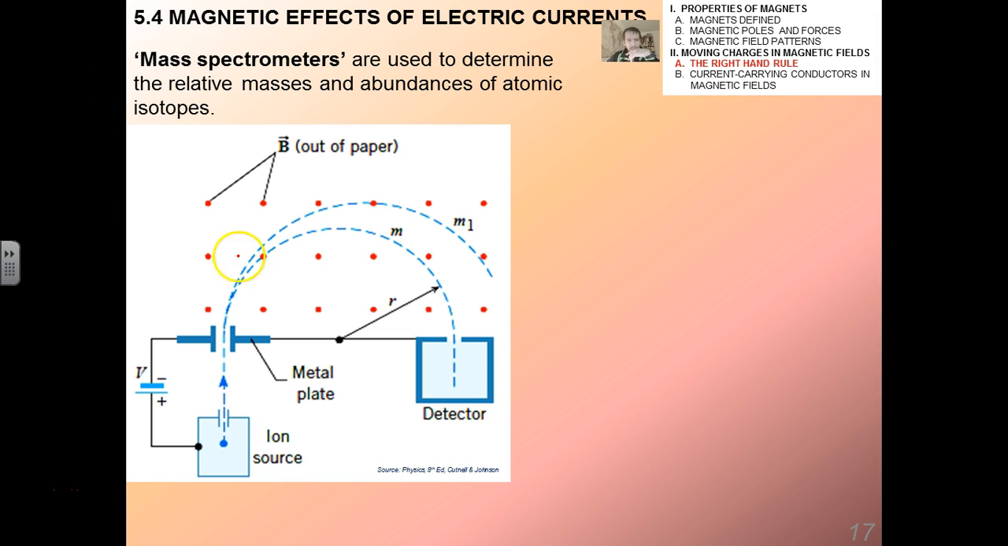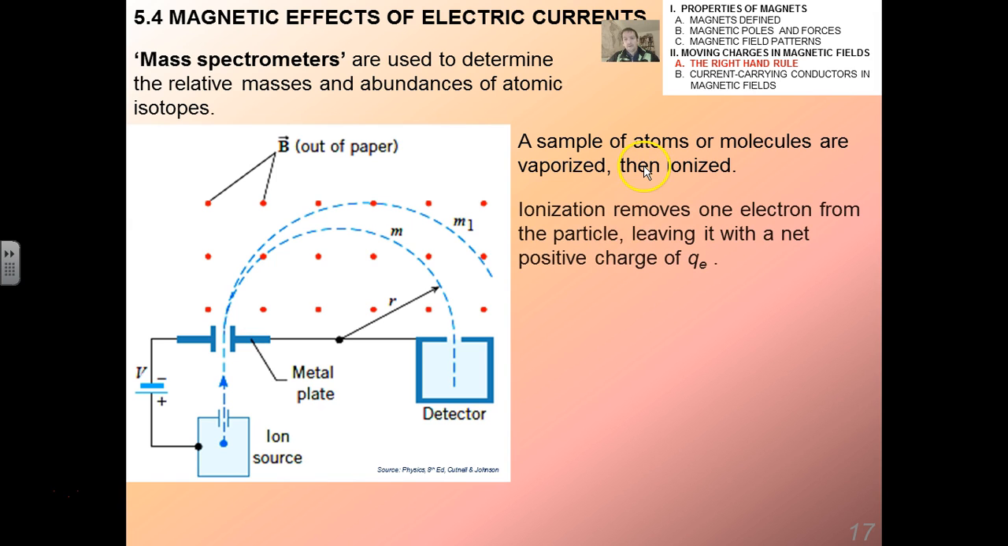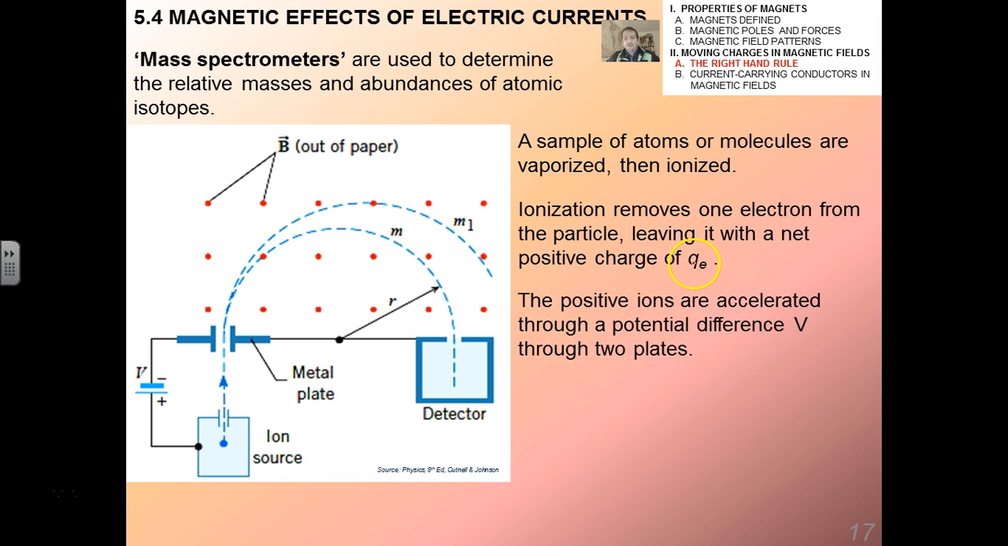Okay? Now, what you do is you take a sample of atoms or molecules and you ionize them, meaning that you're stripping off the electrons, okay? All right, the electrons then go through this metal plate into a region of a B field. In this case, it's out of the plane of the paper. The ionization removes one electron from the particle, leaving it with a net positive charge of qe, okay?